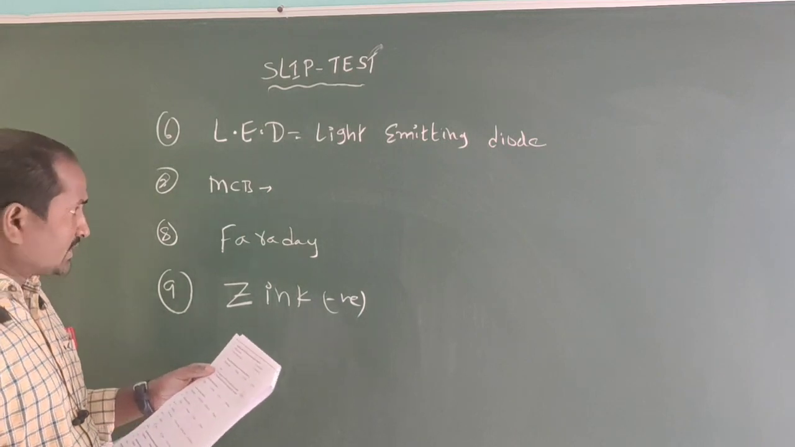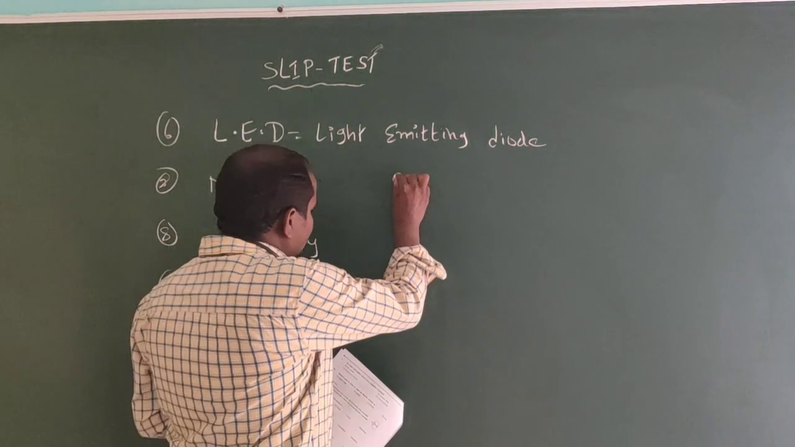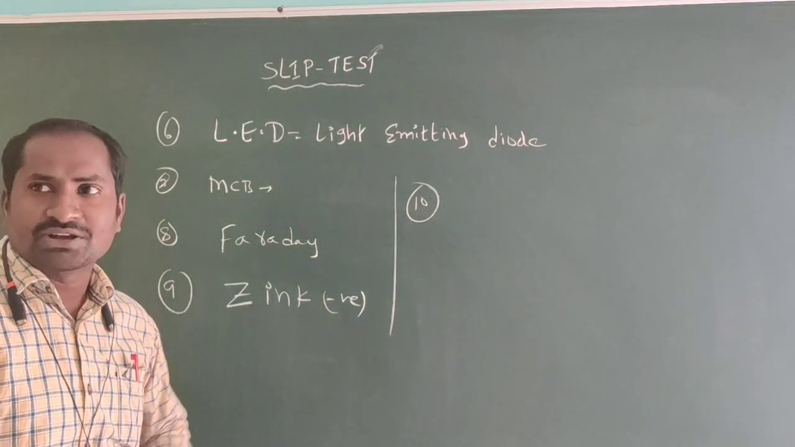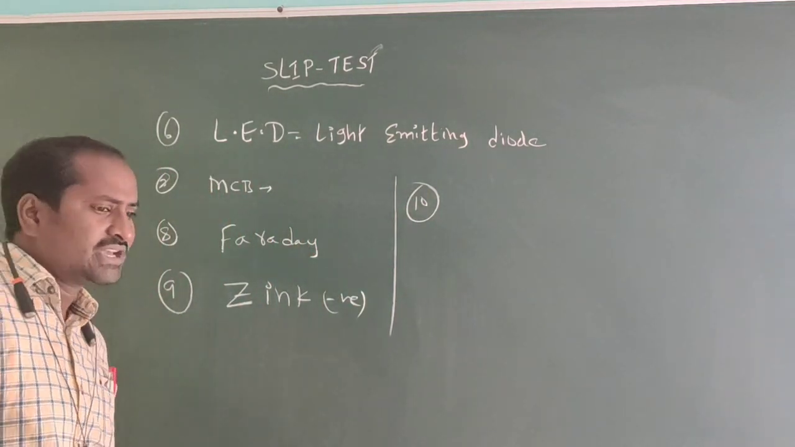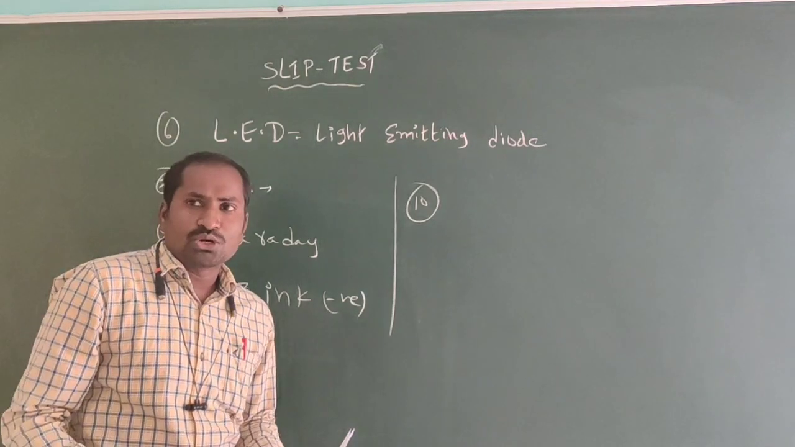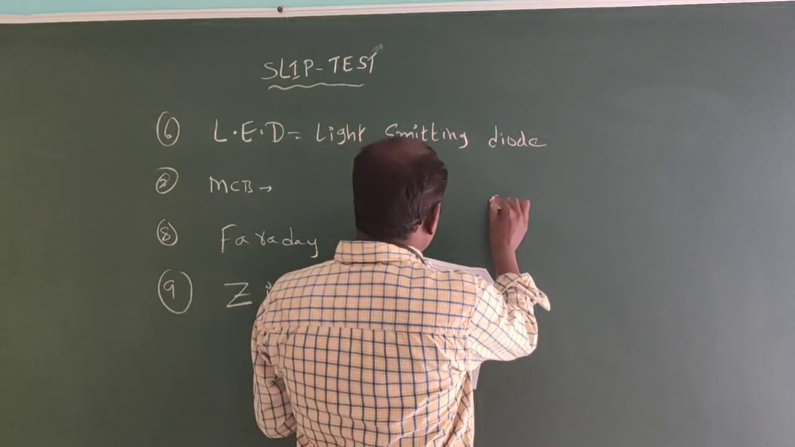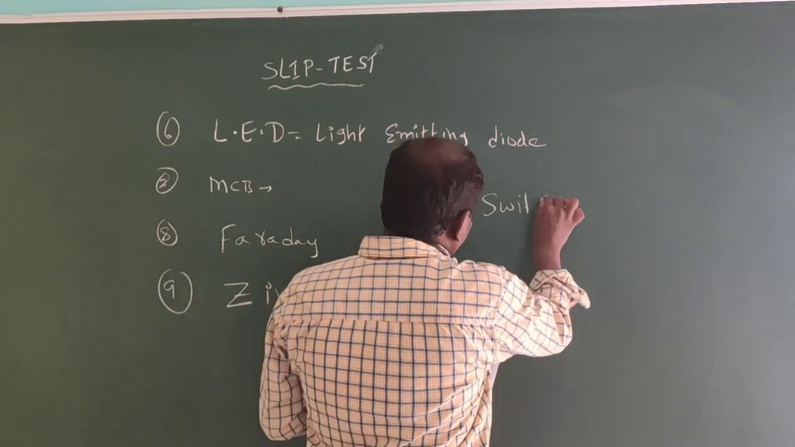Next, a device used to close or open the electric circuit, that is switch. By using a switch, which is a device used to close or open the electric circuit. So here 10th one, switch is the answer.